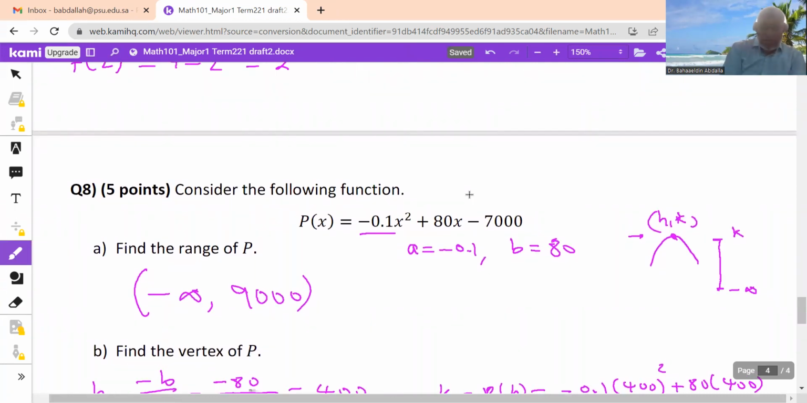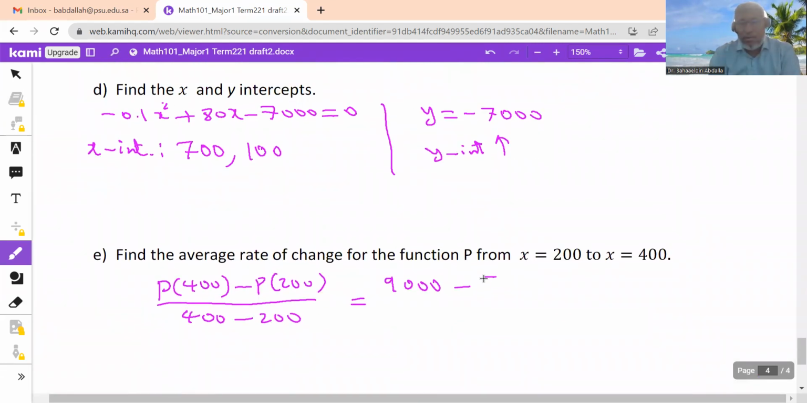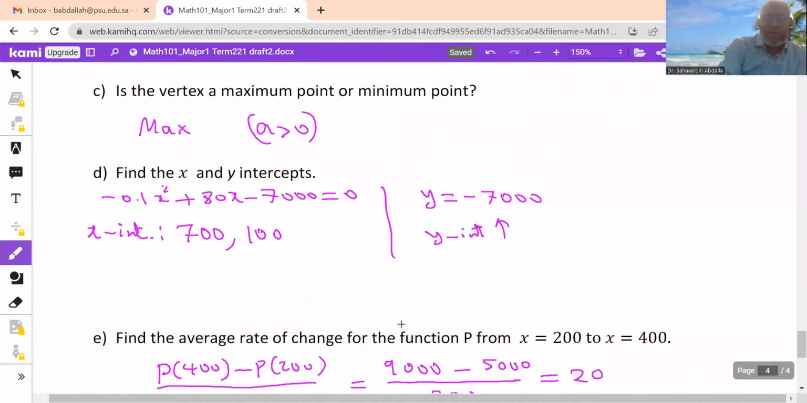So replacing x by 200: negative 0.1 times 200 squared plus 80 times 200 minus 7,000. This will give you p(200), which is 5,000, over 400 minus 200, that's 200. And now 9,000 minus 5,000 is just 4,000. When you divide by 200, you get 20. So that's the average rate of change. That's the last part of the exam.